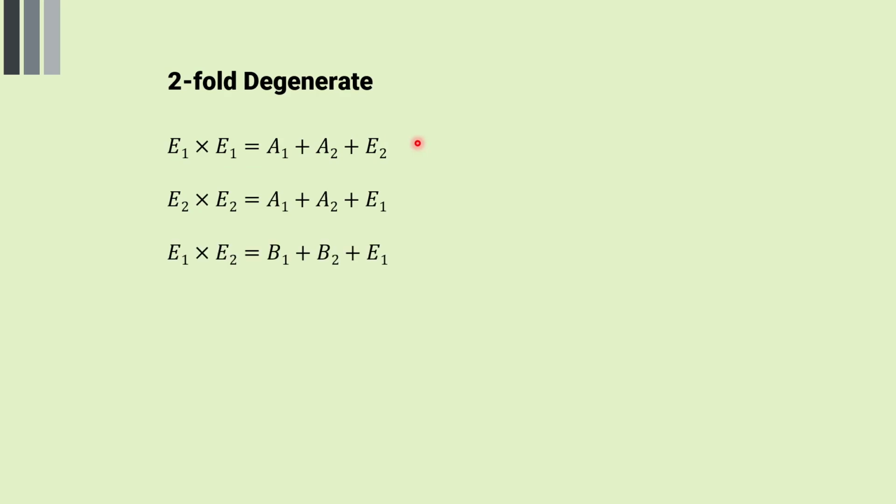Similarly, E1 with E2, now this has a point of difference. Here is E1 and here is E2. The product is B1 plus B2 for a certain character table that you will observe later. E into E in general is equal to A1 plus A2 plus E. So one-dimensional plus one-dimensional plus two-dimensional irreducible representation.